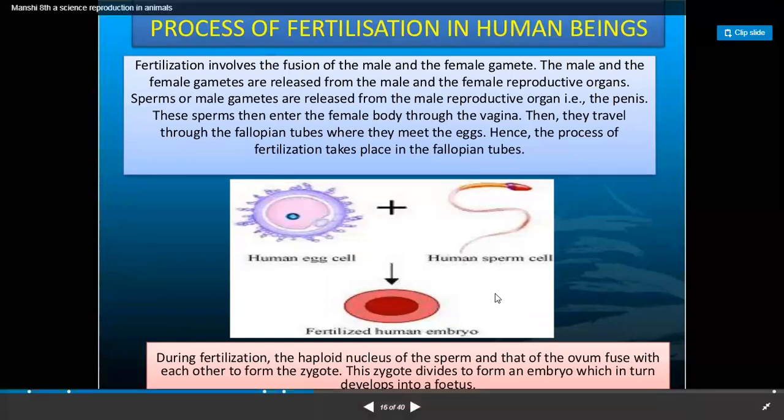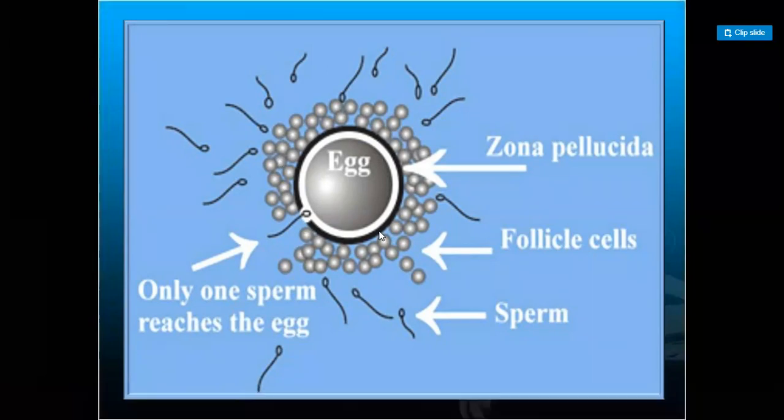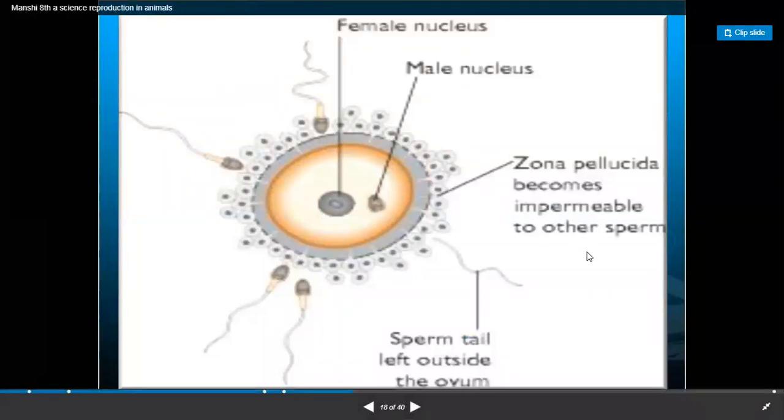So that is the human egg cell and that is the human sperm cell. When they fuse together, then you can see the fertilized human embryo here, right? That I have already discussed with you. Now here you can see the sperms are entering the egg. One sperm is entering, millions of sperms are moving around it. When one sperm enters, as I told you earlier, a covering is formed. Now you can see that the zona pellucida becomes impermeable to other sperm. That covering is formed around this egg so that other sperm cannot enter it.